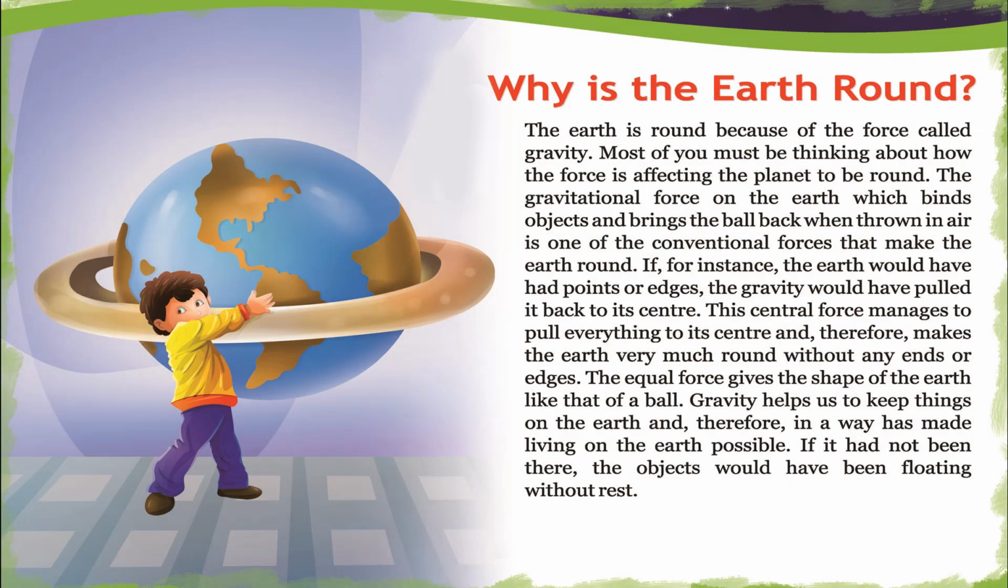If, for instance, the earth had points or edges, gravity would have pulled it back to its center. This central force pulls everything to its center and therefore makes the earth very much round, without any ends or edges. The equal force gives the earth its shape like that of a ball. Gravity helps us to keep things on the earth and therefore in a way has made living on the earth possible. If it had not been there, the objects would have been floating without rest.